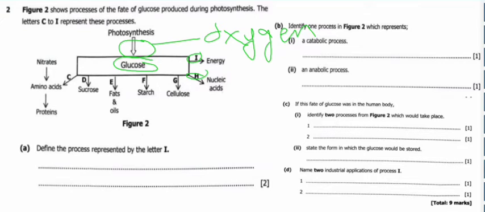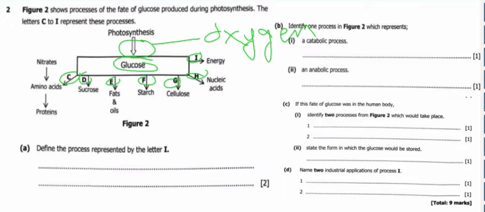Now we have E, which is showing the energy, and H, which is showing nucleic acids, G, cellulose, F, starch, E, fats and oils, D, sucrose. So sucrose is just the form of carbohydrates in which carbohydrates are transported in plants. And then we have C, amino acids, the building blocks of proteins.